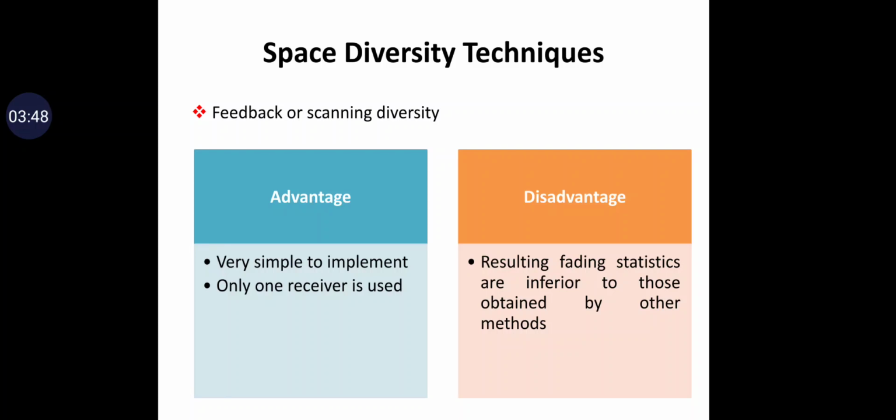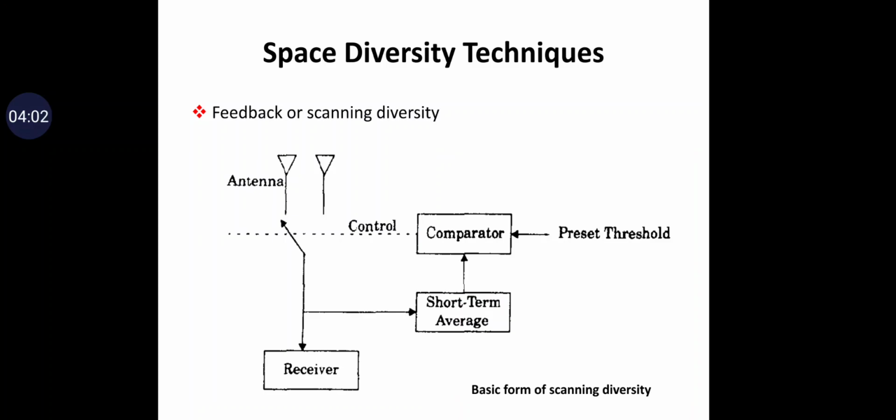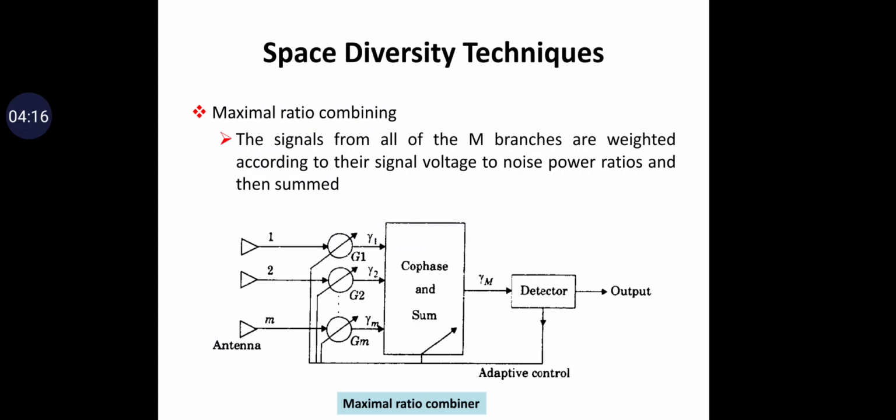It is very simple to implement and only one receiver is used. These are the advantages. And if you see the disadvantage, that is the resulting fading statistics are inferior to those obtained by other methods. And this is a basic form of scanning diversity. Here we have antennas, we have the comparator, we have the receiver. This is the block diagram of a basic form of scanning diversity.